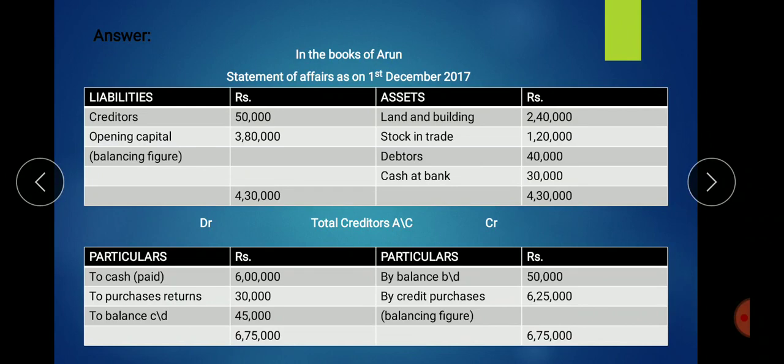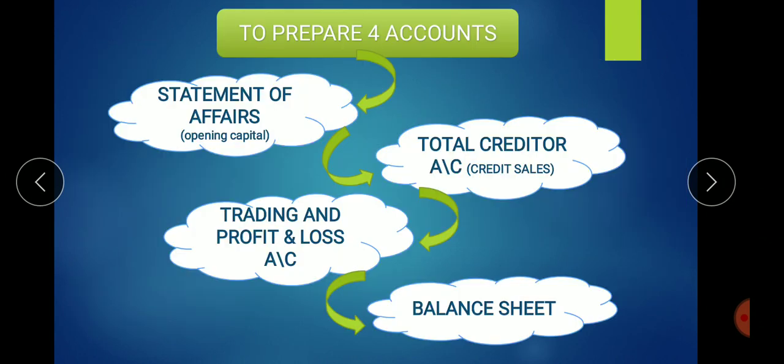So in this problem we have to prepare 4 accounts. First one, statement of affairs, to find out the opening capital. Then second one, total creditors account, to find out the credit purchase value. Third one, trading and profit and loss account, where gross profit and net profit are found. And the last one, balance sheet.